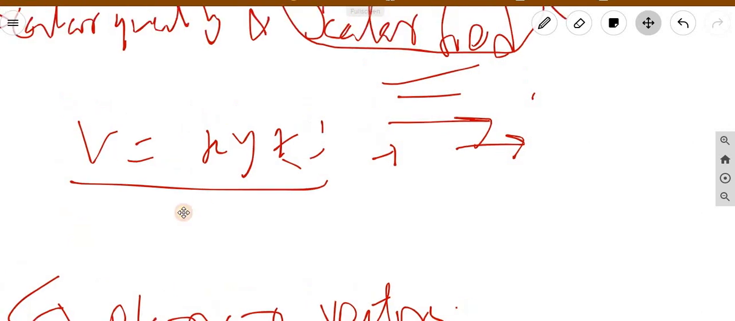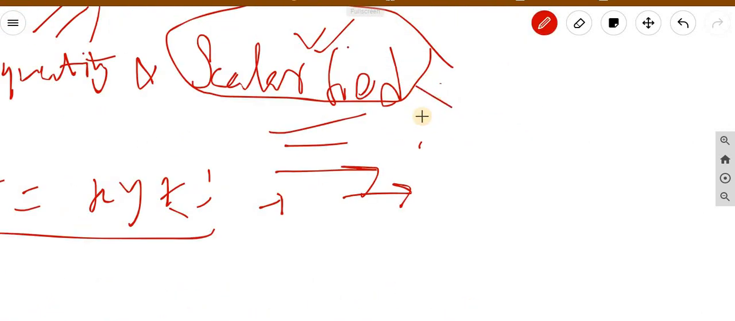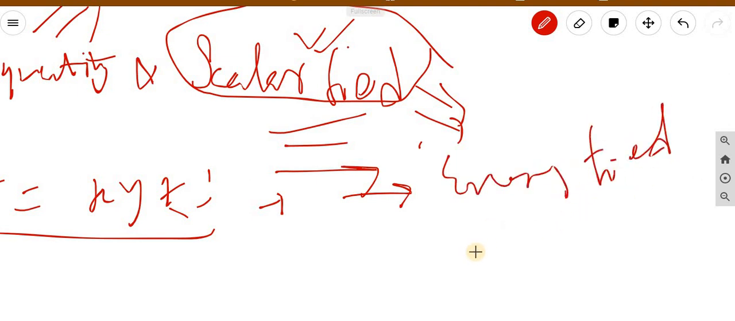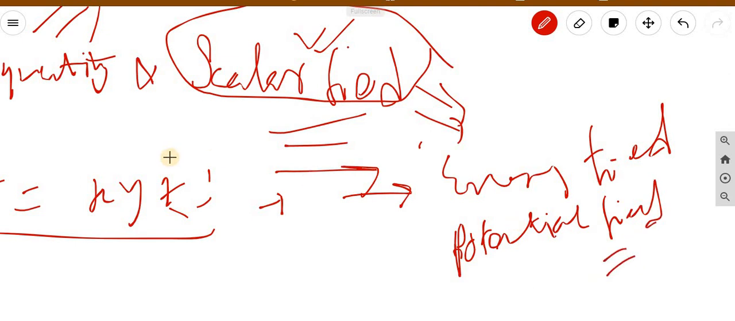So suppose in that case we start with the energy field, that means the potential field. And what are the scalar quantities basically? Mass, temperature, length, and pressure. These are scalar quantities.